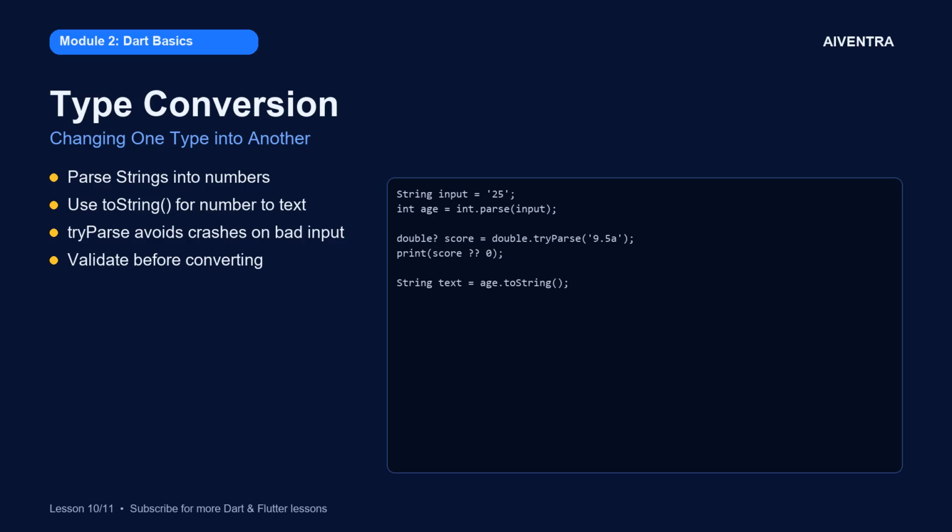Key point 4. Validate before converting. This is important because it helps you write clean, predictable Dart code and avoid common beginner mistakes.